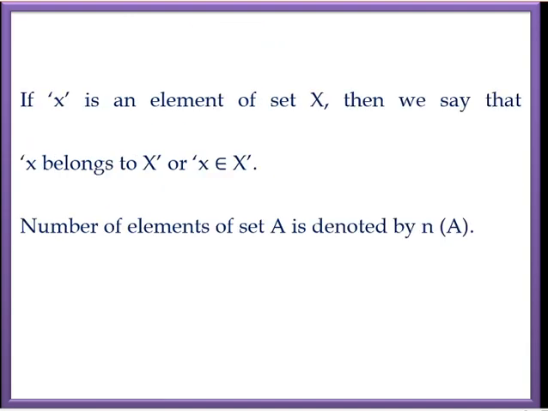If x is an element of the set X, then we write that x belongs to X. Symbolically, this is the Greek alphabet epsilon. So how to read this? x belongs to X. The number of elements of the set A is denoted by n(A).